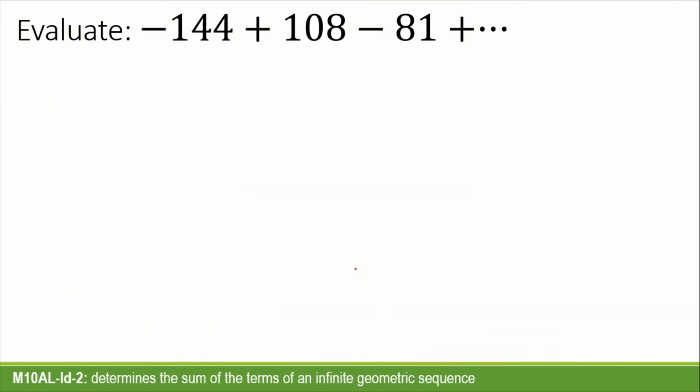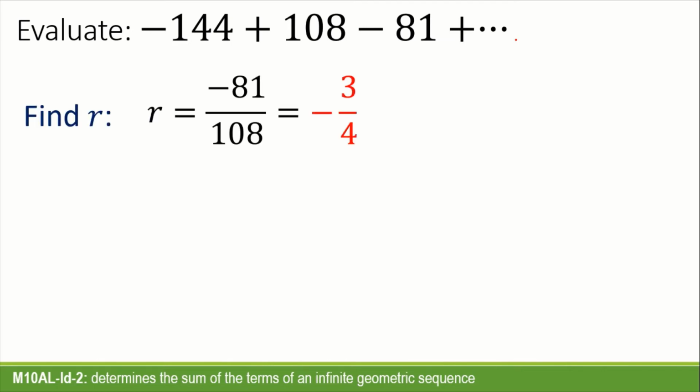Next, negative 144 plus 108 minus 81 plus and so on. So, let us find the common ratio. In this case, we will just use the third and second terms, because they have the lower values. So, we have the last term, negative 81, divided by 108. So, the common ratio is negative 3/4. It satisfies our condition for the common ratio of greater than negative 1 but less than 1.